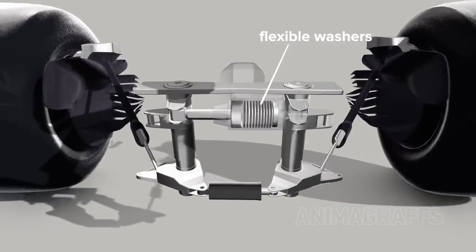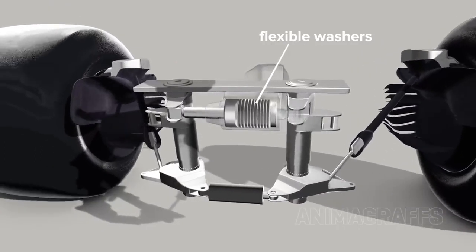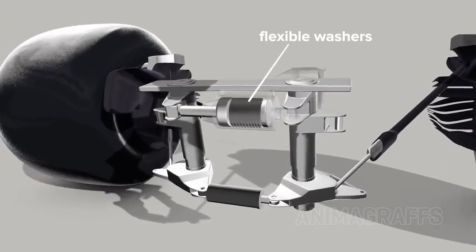The heave spring in our model is a stack of flexible, cone-shaped washers that compress together under load. Washers can be added or subtracted for fine adjustments.